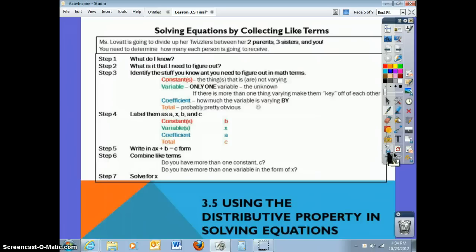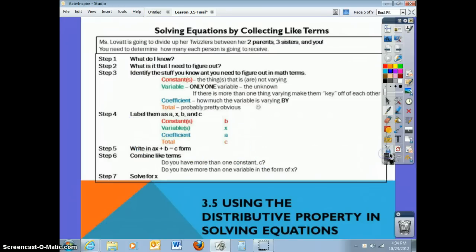Okay, after you've identified what each of them are, just label them. Label the constant b, label the variable x, or in this case you'll see we're going to label it p for parent to make sure we remember what that is. Label the coefficient as a, how much it's varying by, and label the total as c, so that you can set them up in the form of ax plus b equals c.